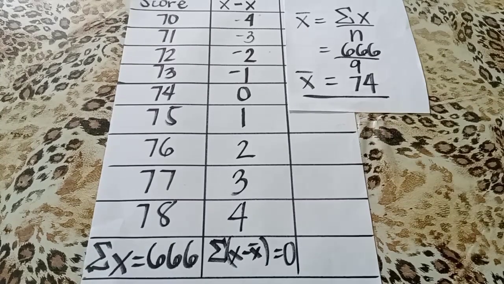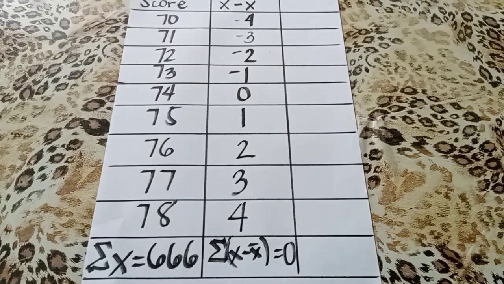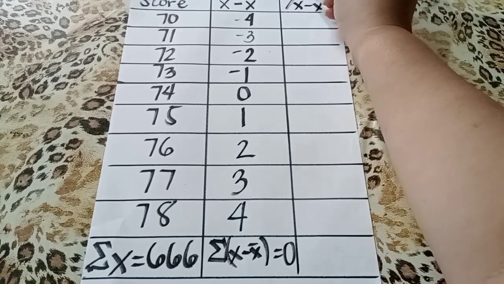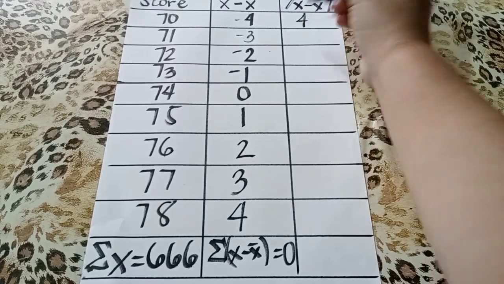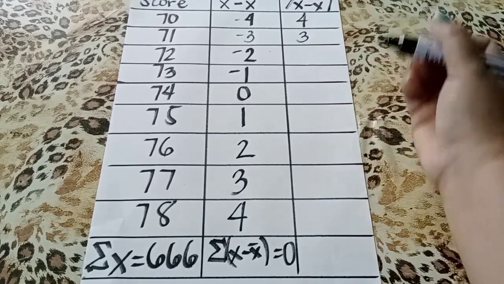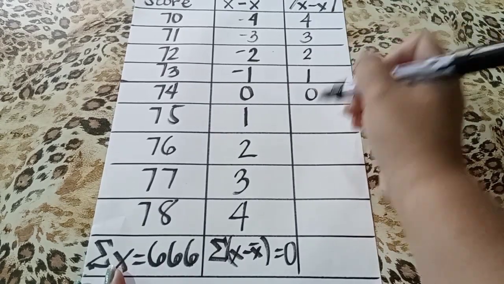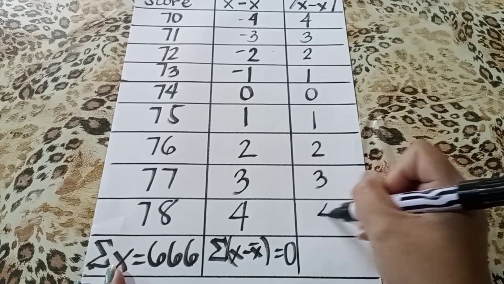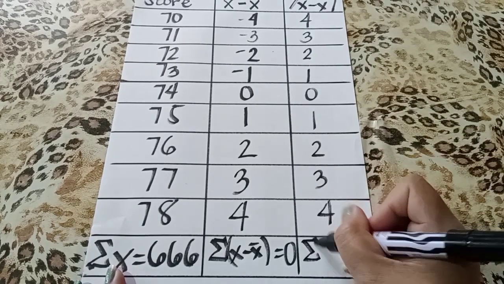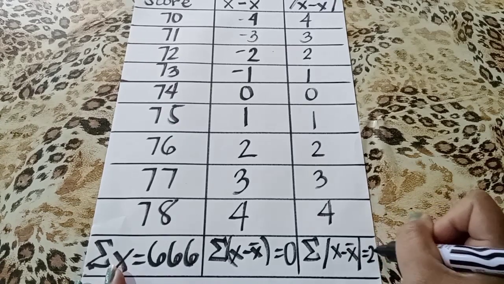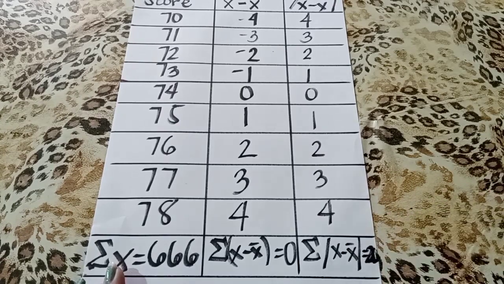After that, we proceed to the next step, finding the absolute value of your second column. So we need to get the absolute value of this given. The absolute value of negative 4 is 4, the absolute value of negative 3 is 3, the absolute value of negative 2 is 2. We also have here 1, and then 0, 1, 2, 3, and then 4. After that, you get the summation of the absolute values. All in all, that is equivalent to 20.